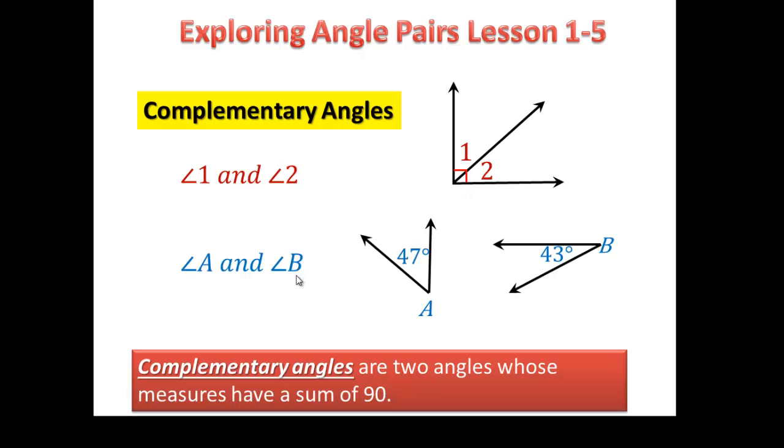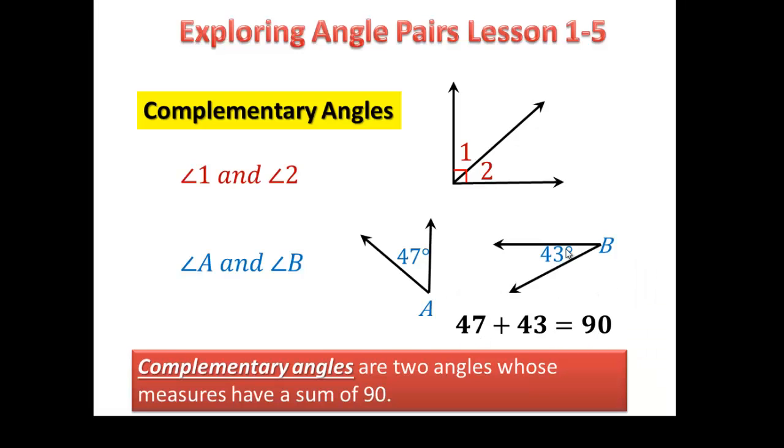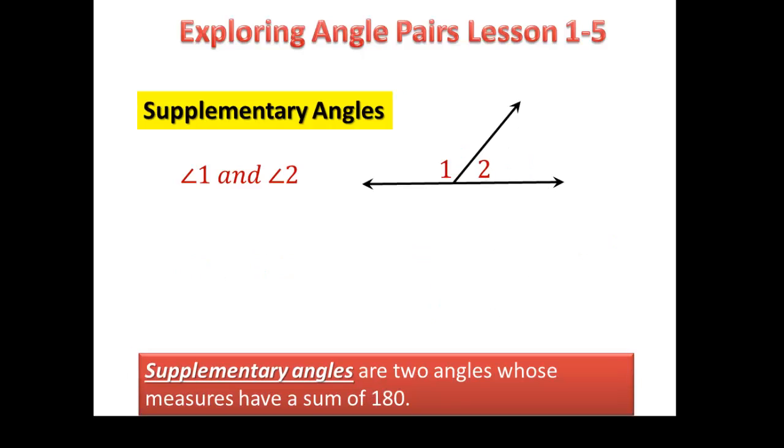Now let's look at another example. Angle A and angle B are also complementary angles. They are two angles that have a sum of 90. But let's look at the difference. Angle 1 and angle 2 are adjacent angles, and angle A and angle B are non-adjacent angles. So you can have angles that are side by side, or you can have two that are away from each other, as long as the two angles add up to 90 degrees.